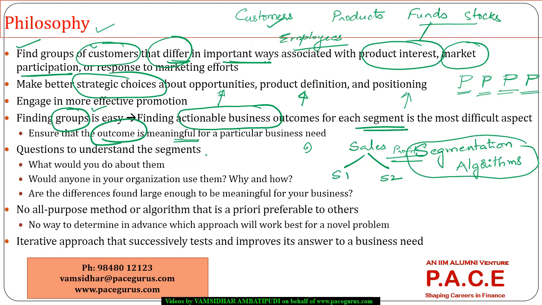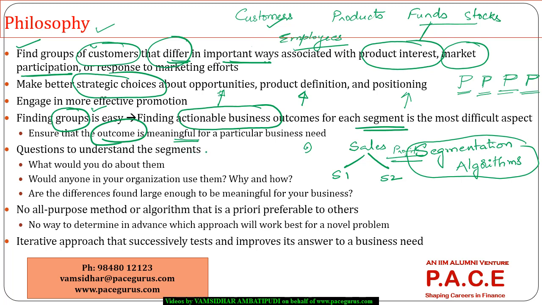It's not the data, it's not doing a segmentation, it's not the mathematical or statistical algorithms that makes things difficult. They can be easily identified. There are hundreds of algorithms we'll be seeing later when we take up our session on segmentation. So we could really see that there are tens of algorithms that are available which can do the segmentation work. But finding the actionable business outcomes is the most difficult aspect here.